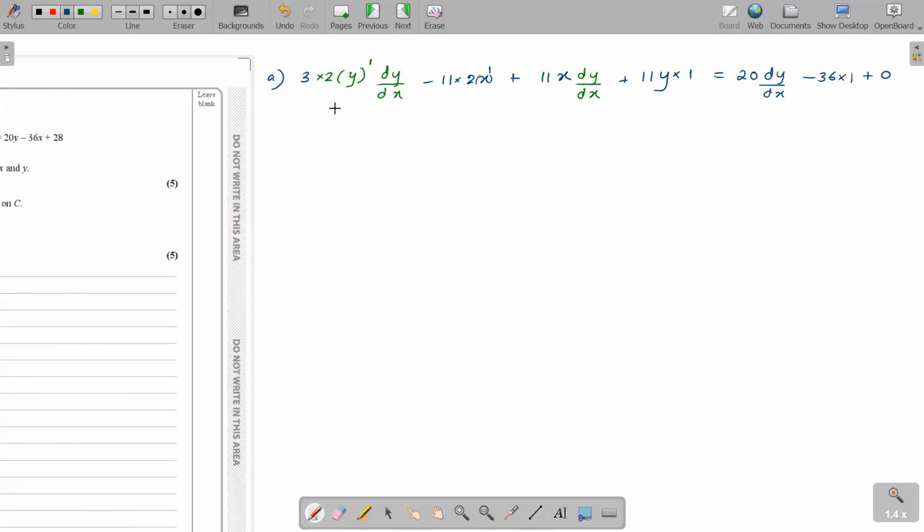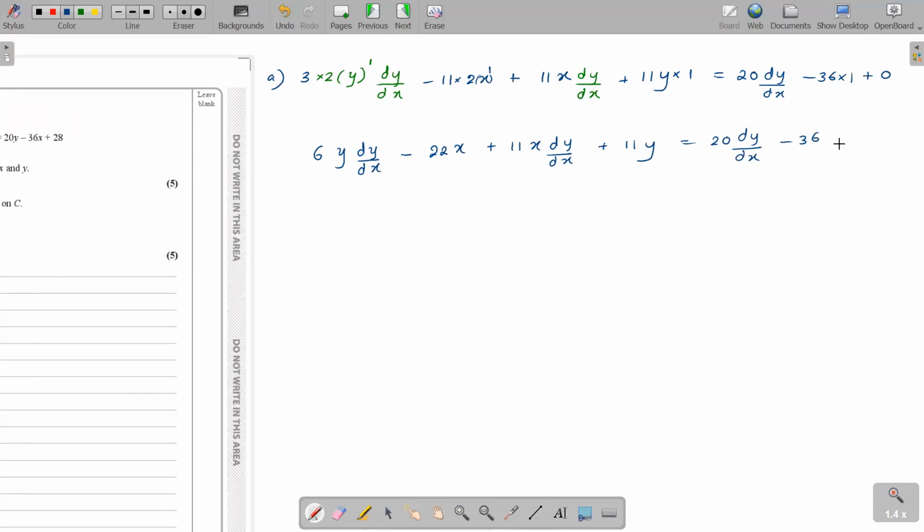So I get here, we need to make dy by dx the subject. Let's simplify. 3 times 2, 6y dy by dx. 11 times 2 is 22x plus 11x times dy by dx plus 11y equals 20 dy by dx minus 36. Is that okay?